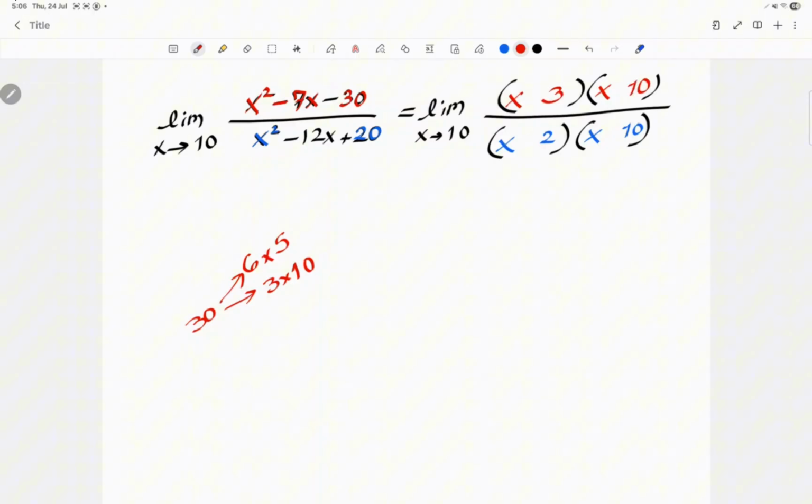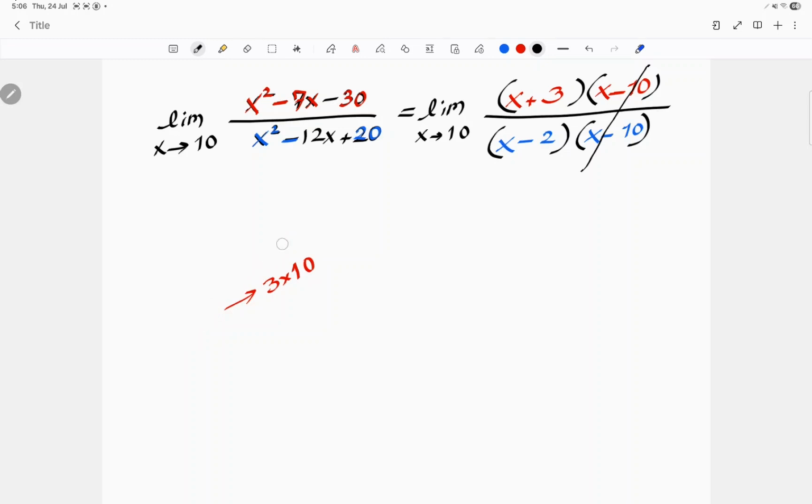Since here you have negative 7, should you do 10 minus 3 or 3 minus 10? It's negative 3 plus 10, so a positive 3 minus 10. Now here, if you were to do 2 plus 10, what do you get? 12. Yes. But this is negative 12. Do you know what that means? It's negative 2, negative 10. Now you can cancel them.